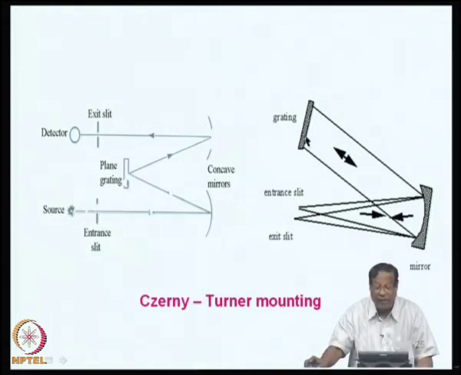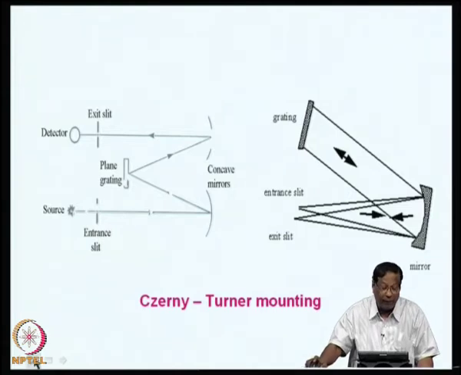Now, this is Czerny-Turner mounting. This is the schematic diagram, that is source, entrance slit, and two concave mirrors, one plane grating and another concave mirror, and then exit slit and the detector. This becomes a very compact arrangement, and this is the optical diagram.